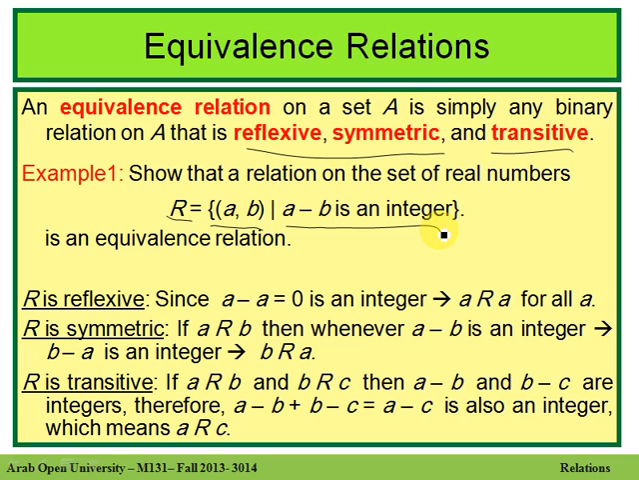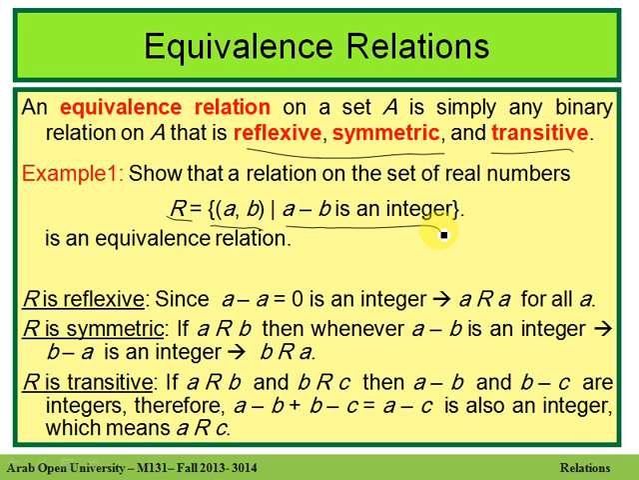Then we have to prove reflexive, symmetric and transitive for this condition. If you take a and b, then a minus b should be an integer. If you take a minus b from any real numbers, then the result should be an integer.